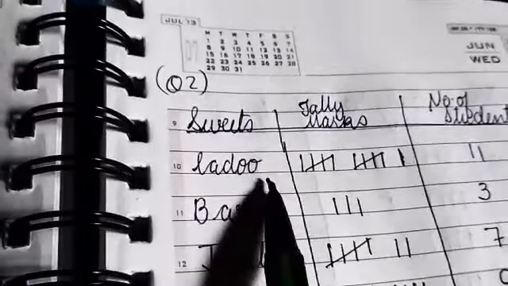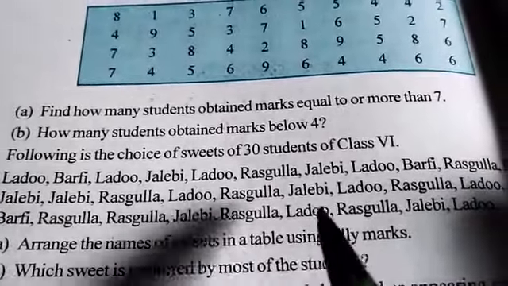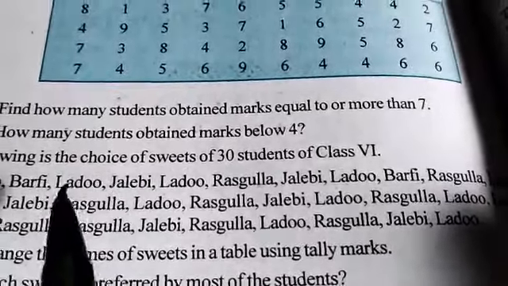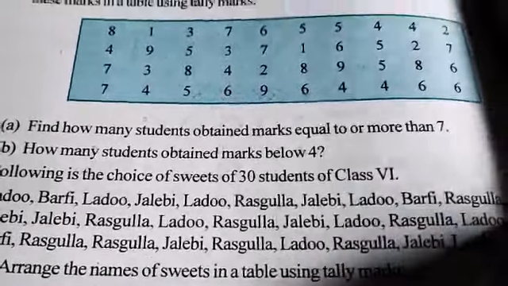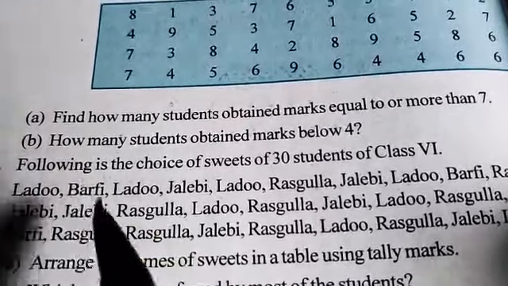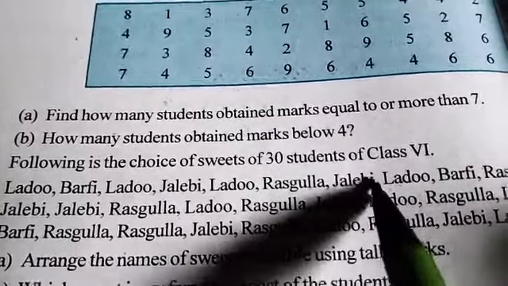So for laddu, you have to count how many people love laddu. 1, 2, 3, 4, 5, 6, 7, 8, 9, 10 and 11. There are 11 students who like laddu. Now who likes barfi? Count barfi. 1, 2 students and where is one more barfi? Yeah, 3. So there are 3 students who like barfi. In the same way we have to count for jalebi and for rasgulla.